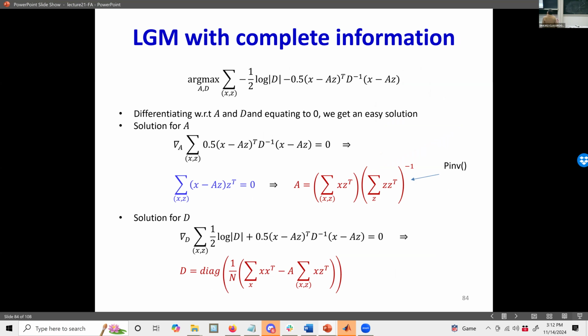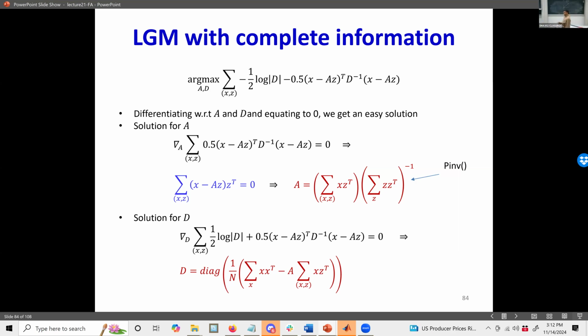And then you can just differentiate it and you get a nice closed form solution for the parameters of the model. So again, this is just going back to the whole EM setup, right? That if I gave you Z, there's a nice closed form solution. The problem is Z is missing.